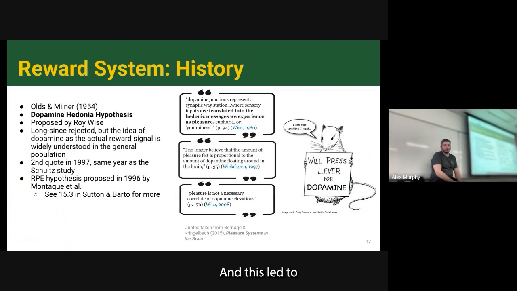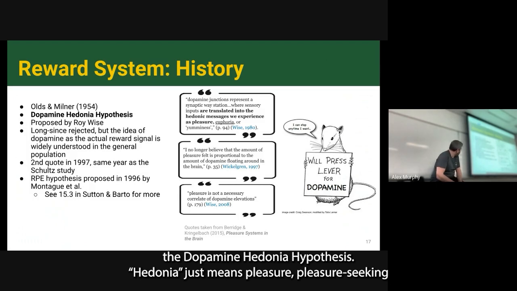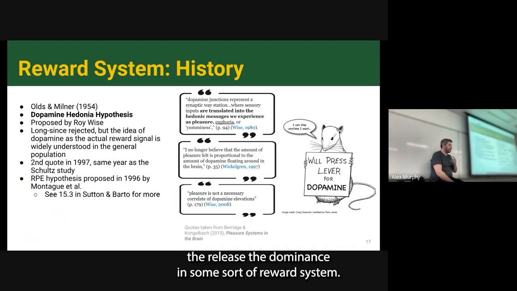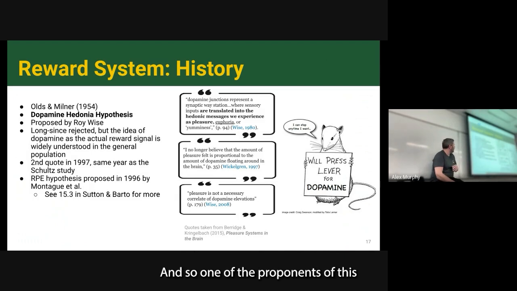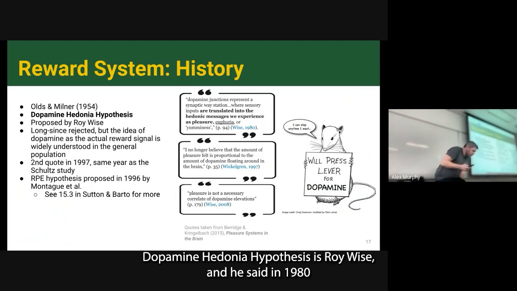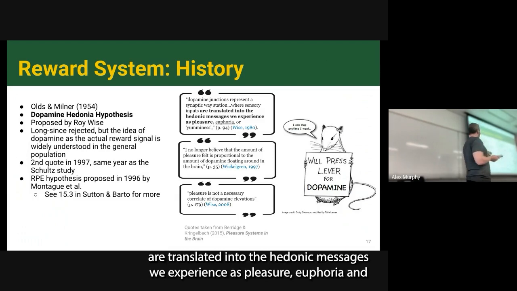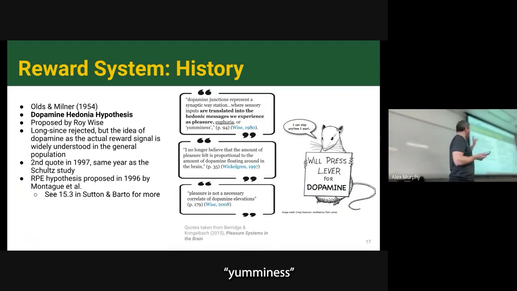And this led to what's called the dopamine hedonia hypothesis. So hedonia just means pleasure seeking. And this was the first idea to say the release of dopamine is in some sort of reward system. One of the proponents of this dopamine hedonia hypothesis is Roy Wise, and he said in 1980 that dopamine junctions represent a synaptic way station where sensory inputs are translated into the hedonic messages we experience as pleasure, euphoria, and my favorite word, yumminess.